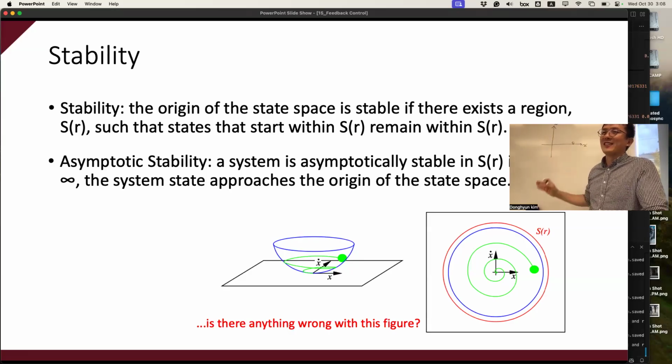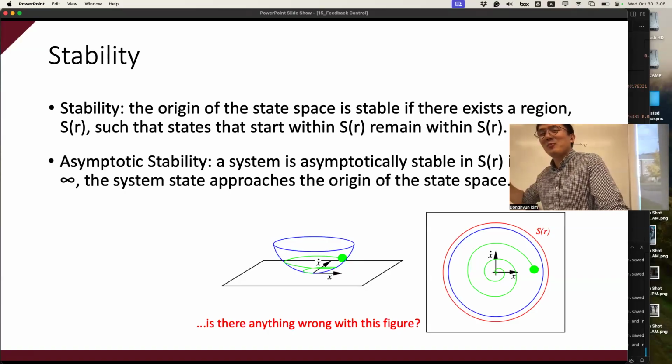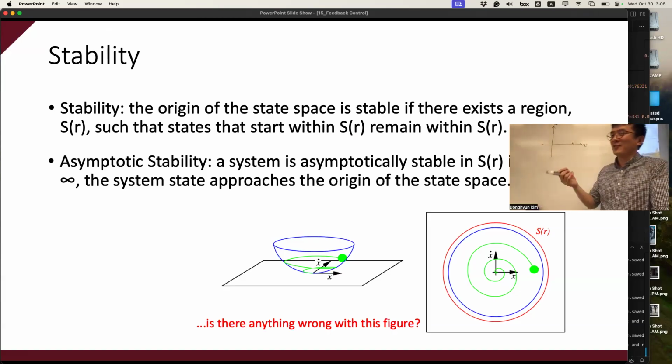Can anyone find this? This is probably the most difficult question I asked during the lecture. It's like hide and seek. You found it? Circle. Yeah, it's just a system, but it behaves like that.